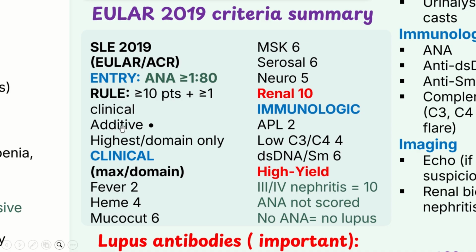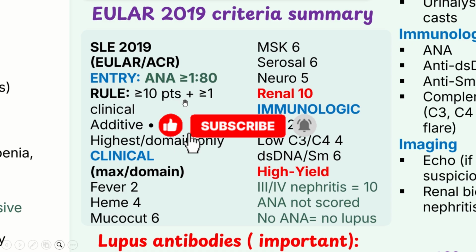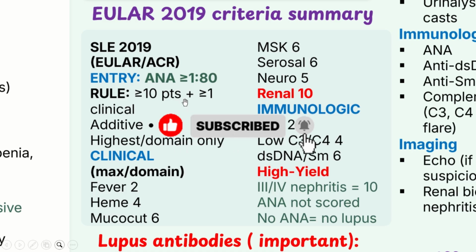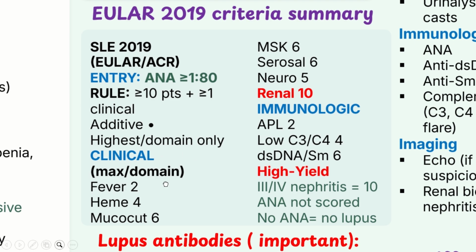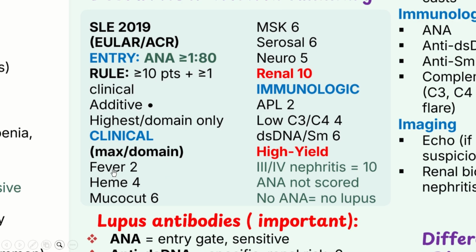We're going to have clinical and immunological domains where we shall check for different entities, and we shall go on compounding the points, adding them together. They are additive. If we make 10, then we consider it. On the clinical domains, you want to check for fever. Fever will score a maximum of 2.